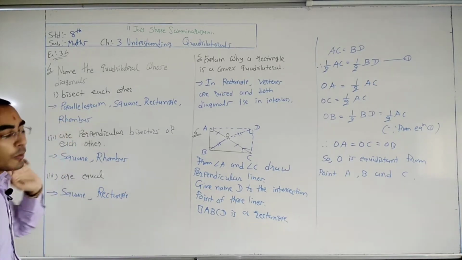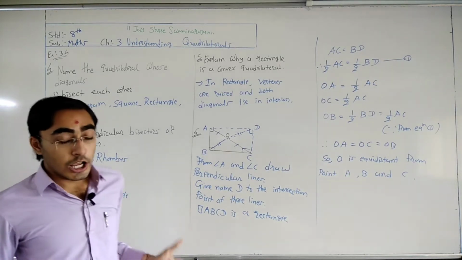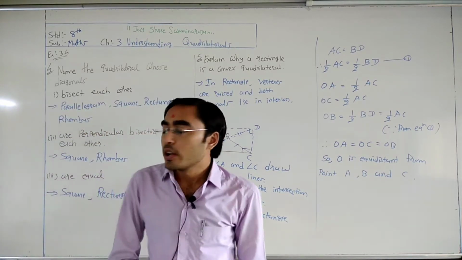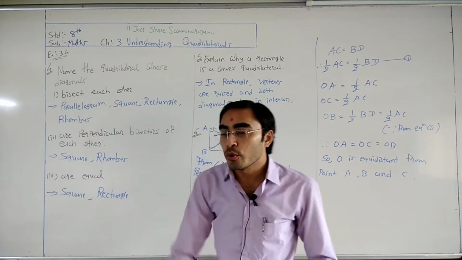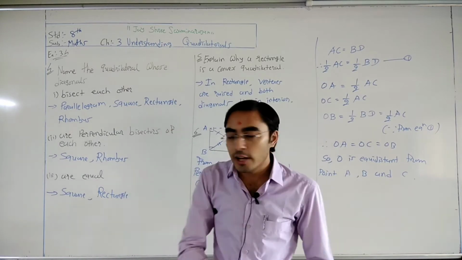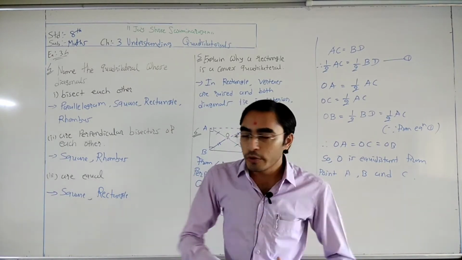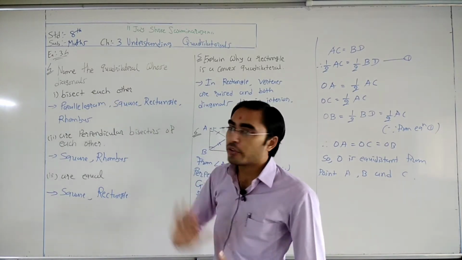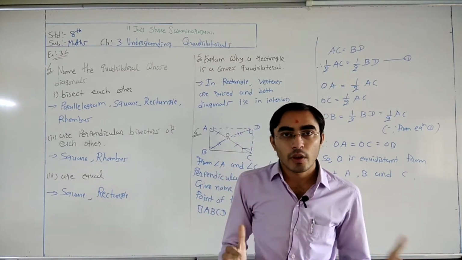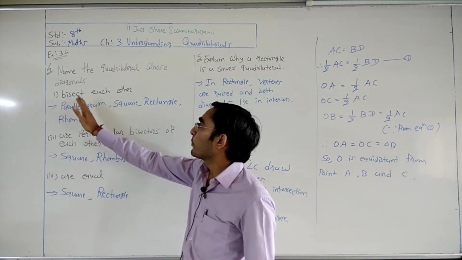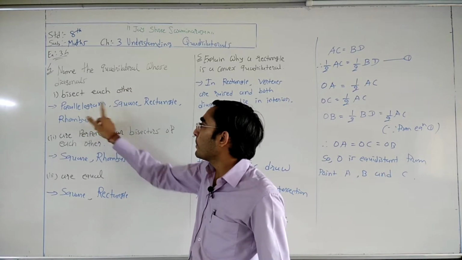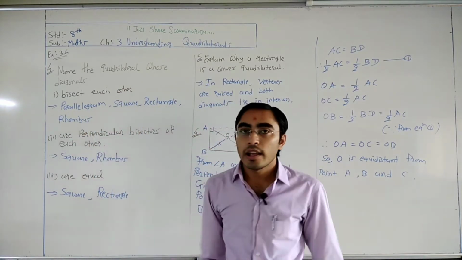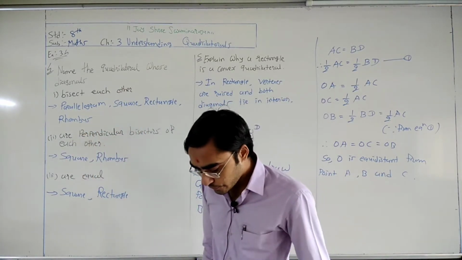And next is rhombus. In rhombus even diagonals bisect each other, right? Because rhombus is also one type of parallelogram. So in rhombus even diagonals bisect each other. Okay, so diagonals bisect each other in parallelogram, square, rectangle, and rhombus.